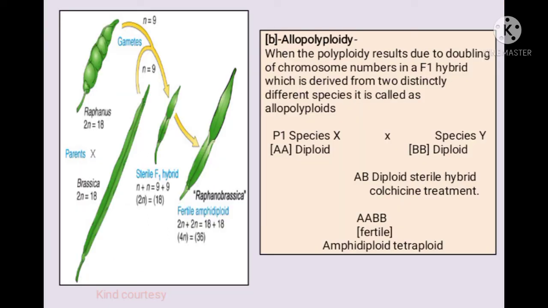Then we will see the allopolyploidy. When the polyploidy results due to doubling of chromosome number in an F1 hybrid which is derived from two distinctly different species, it is called allopolyploid. For example, species X crossed with species Y. Species X is diploid while species Y is also diploid. There is a formation of F1 AB, that is a diploid sterile hybrid. When you treat it with colchicine, then it becomes fertile, that is an amphidiploid tetraploid.